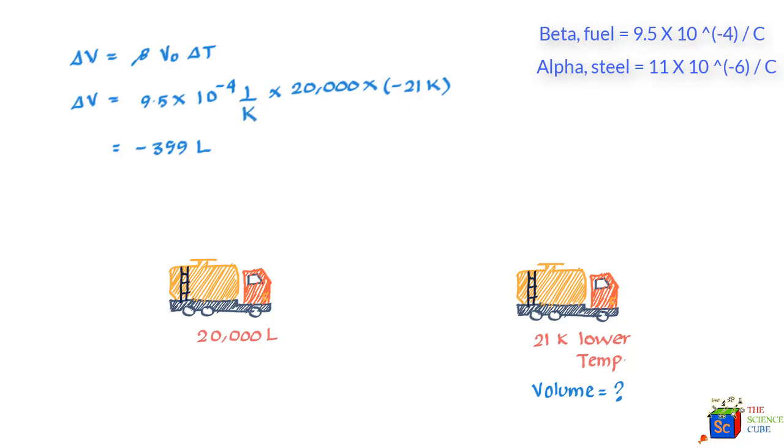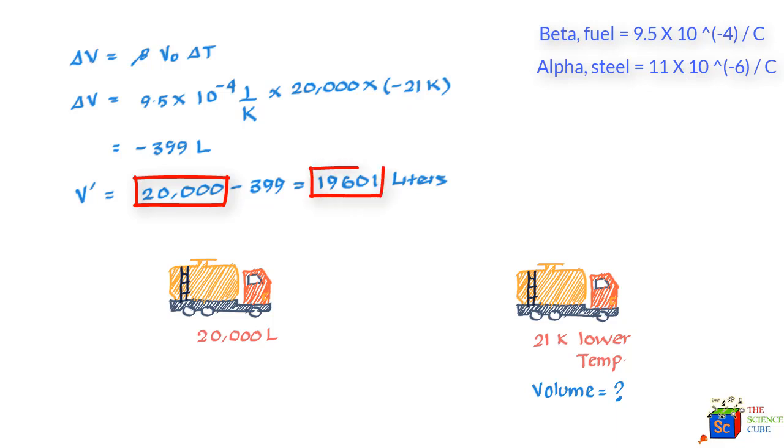So the volume delivered is therefore, and let's call that V dash, is equal to the initial value, which is 20,000 liters minus 399 liters. So the delivered volume is 19,601 liters. So the question I have is, who paid for the volume reduction from 20,000 liters to 19,601 liters that was delivered?